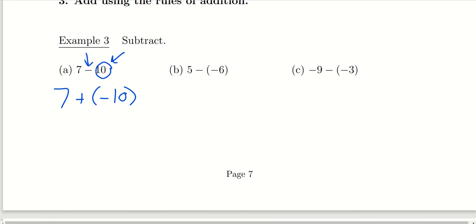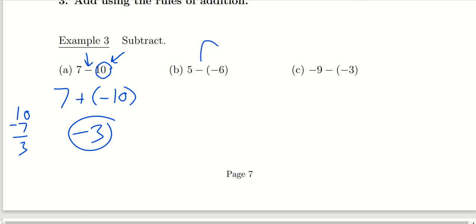Now we have an addition problem where we're adding and the signs are different. So we subtract the smaller value from the larger value, which gives us 3. And we attach the sign of the number that was largest in value. 10 is a bigger number than 7. Because the 10 was negative, that makes our final answer negative.